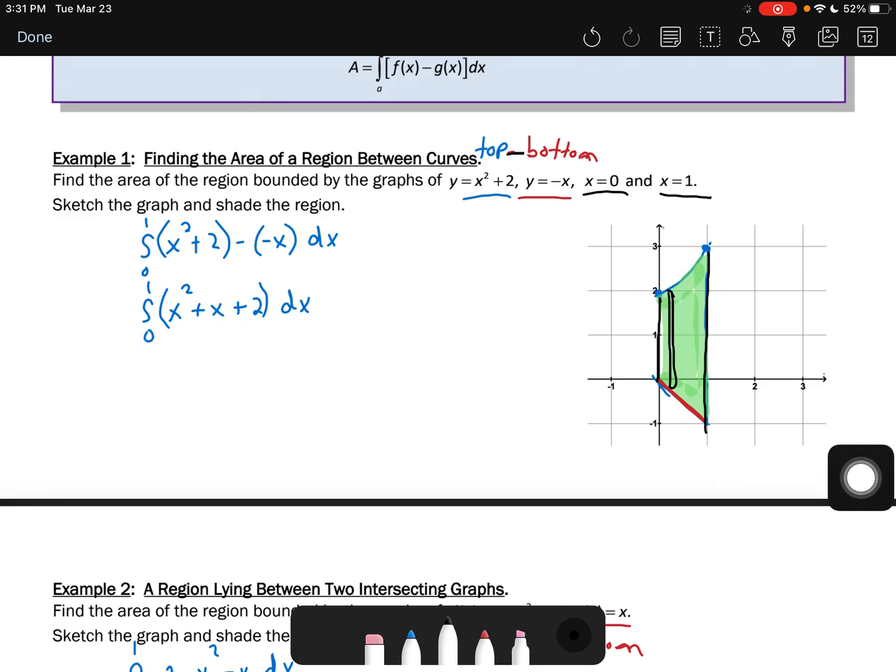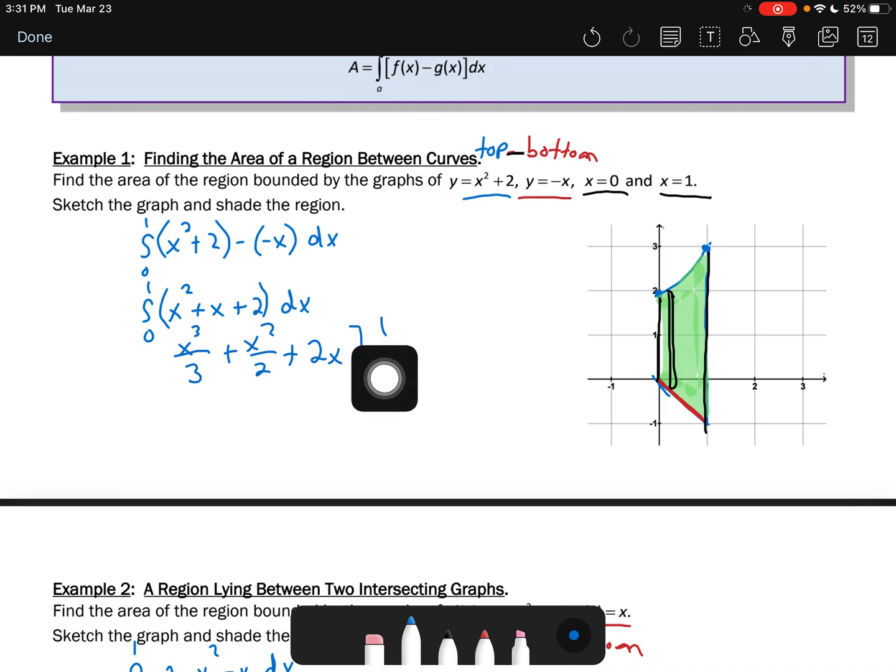All right, so now I'm going to integrate this, and that's going to give me x cubed over 3 plus x squared over 2 plus 2x, and I'm going to evaluate that from 0 to 1. So we take f of 1 minus f of 0, and I plug a 1 in there. That'd be 1/3 plus 1/2 plus 2, and then minus f of 0, which is just going to be 0.